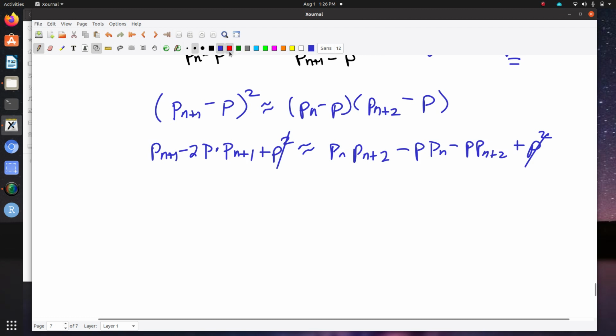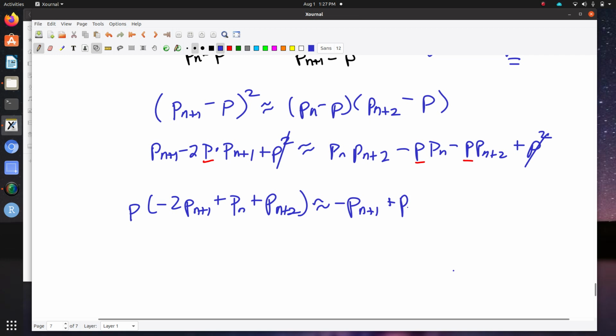I'm going to look for all the P's. Here's a P, here's a P, here's a P. And I'm going to put them all over to one side. P times minus 2P and plus 1. I'm going to grab this one from the other side and grab the other one from the other side. And then anything that doesn't have a P in it is going to get chucked over to the other side. So minus P and plus 1. And then I have plus P and plus 2. And luckily that P squared disappeared.